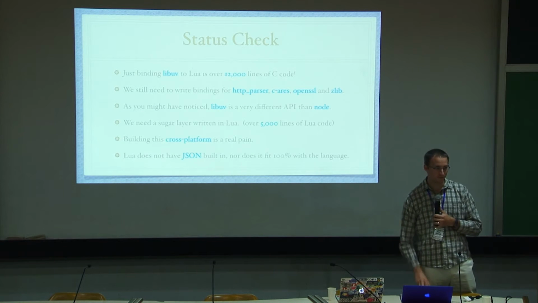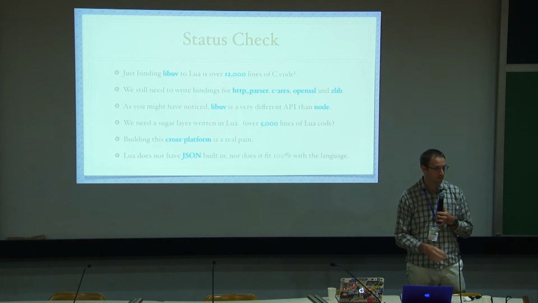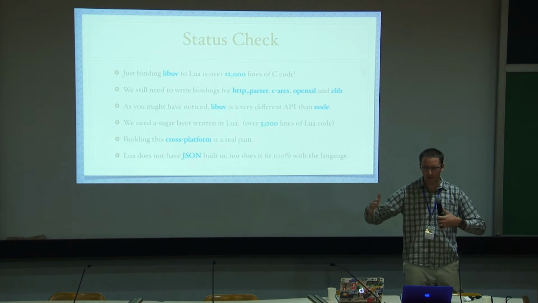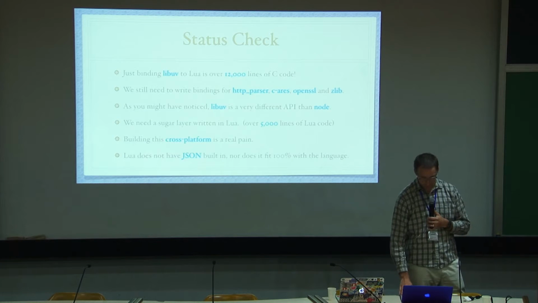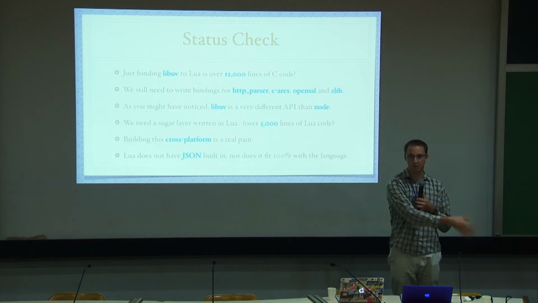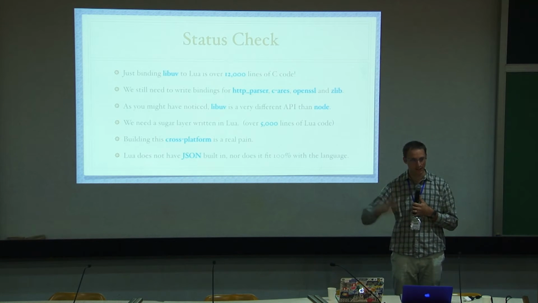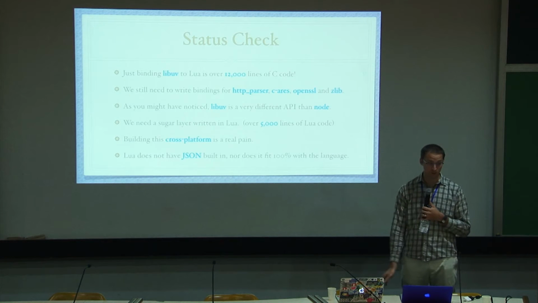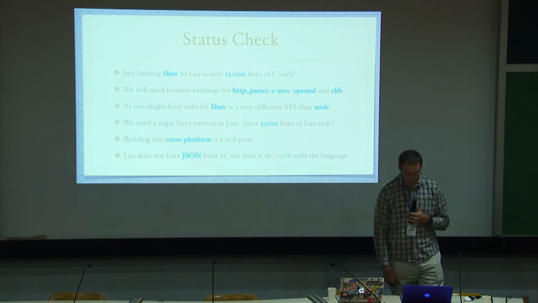And then there's the problem of the libuv API is not the same API exposed to JavaScript. There's a lot of abstraction in between. And so I still need to write all the abstraction in Lua, whereas in Node it's written in JavaScript to bridge that gap. And so that was over 5,000 lines of Lua code, which is a bit of code.